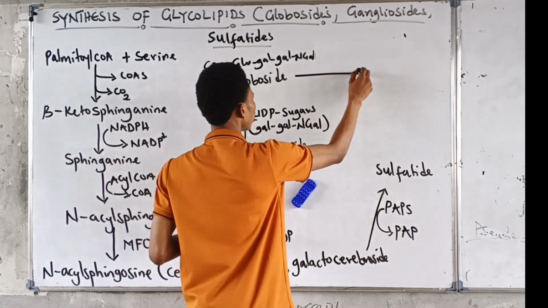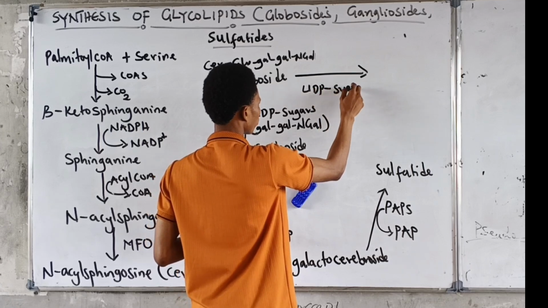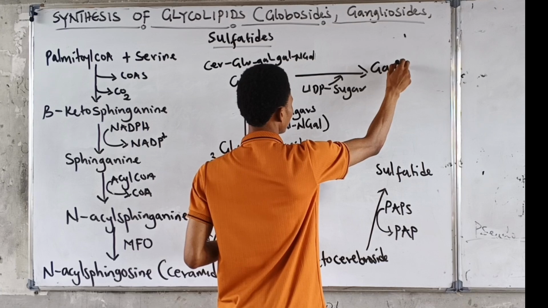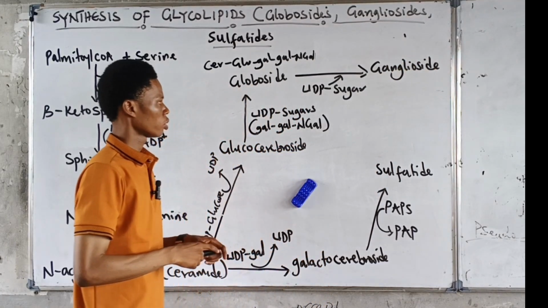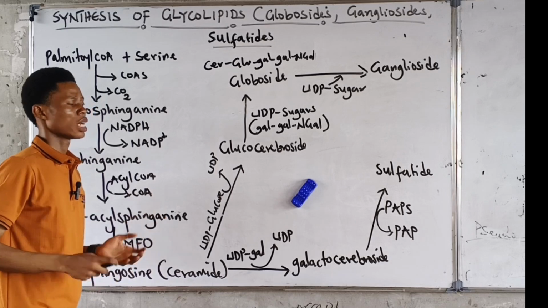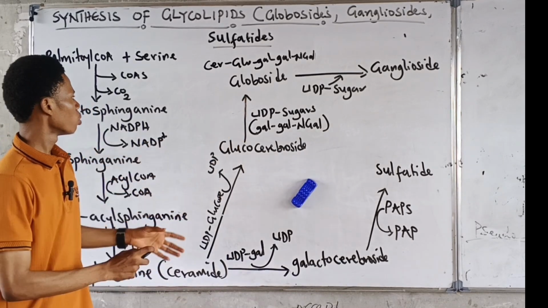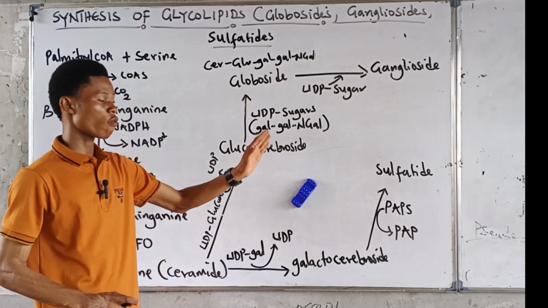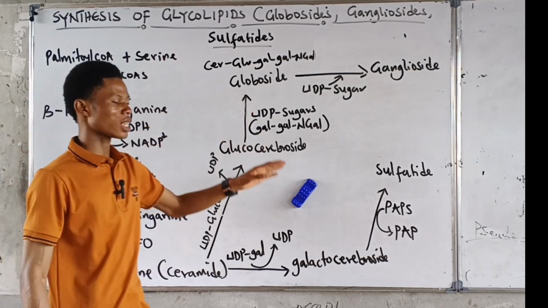Further addition of sugars to globoside will give us ganglioside. So gangliosides have more sugars. I said I'm keeping this video simple, that's why I'm just using this. So basically, this is the synthesis of globoside, ganglioside, and sulfatides. Start from palmitoyl-CoA and follow the steps one after the other.